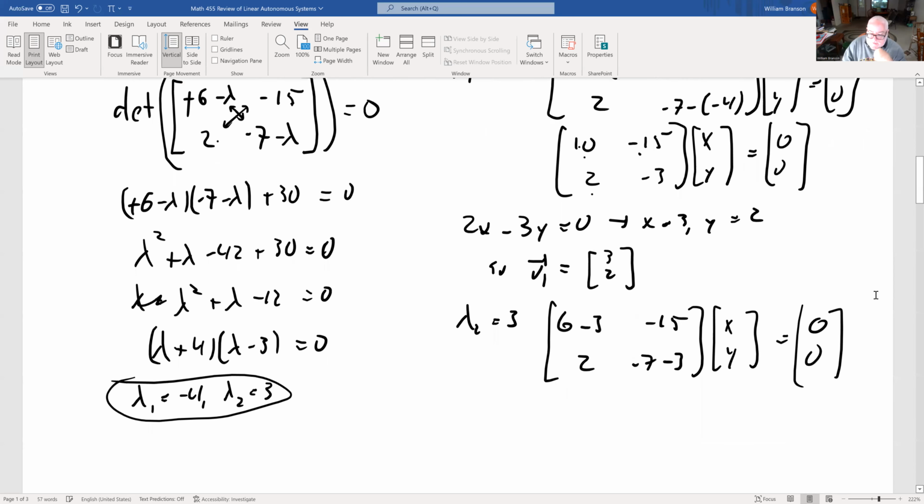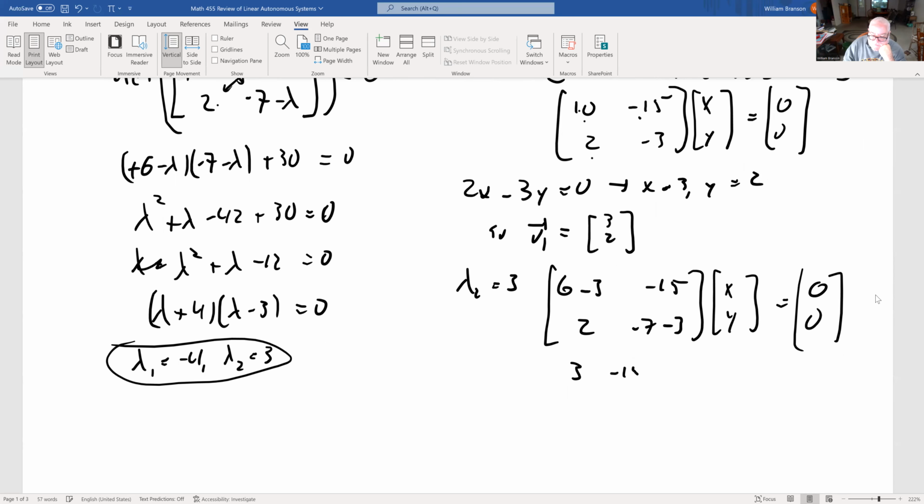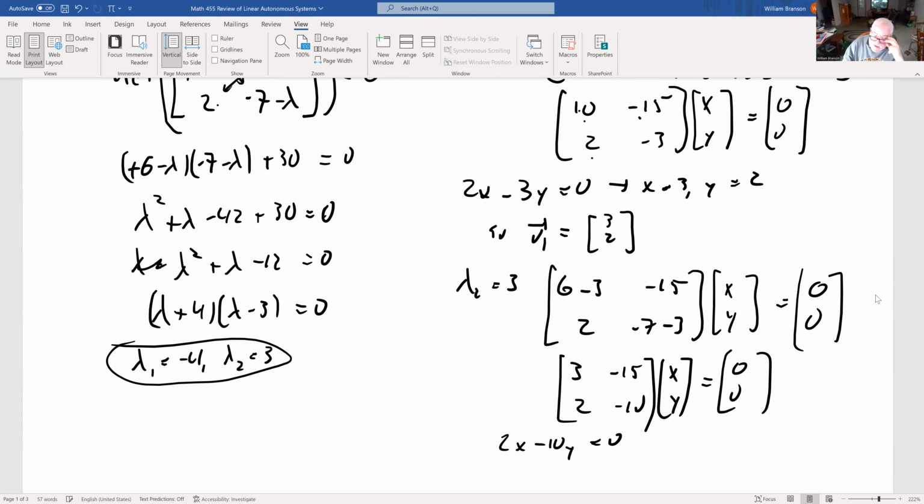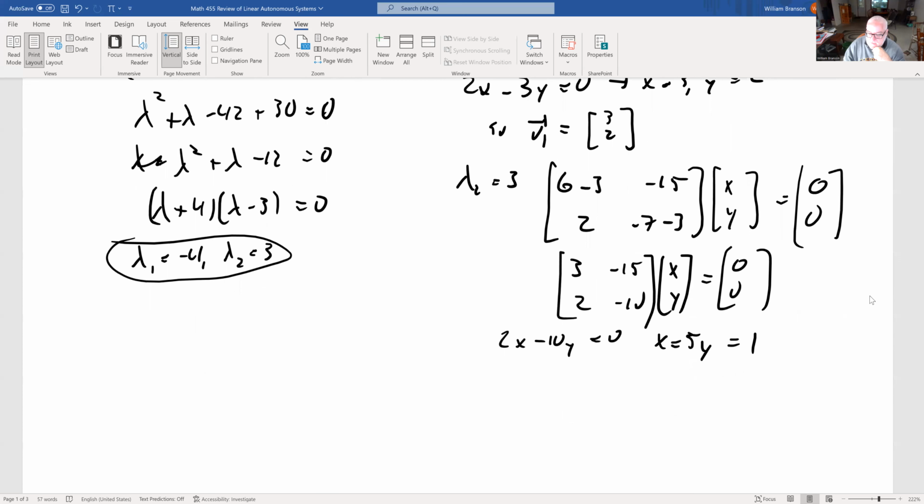Right? And that becomes 3 minus 15, 2 minus 10, times x, y equals 0, 0. And so I'll take again the bottom row, 2x minus 10y equals 0. And I can take x equal to 5 and y equal to 1. And so that gives me v2, the eigenvector that goes with lambda 2 equals 3, as being (5, 1).